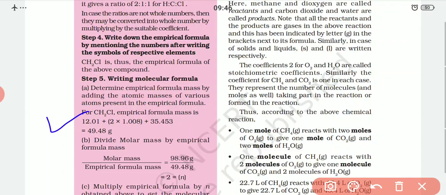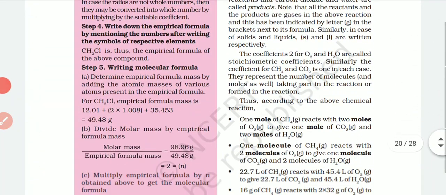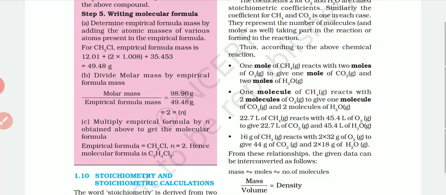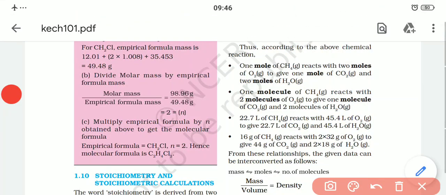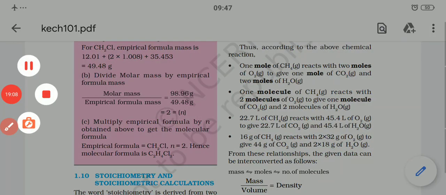Now n is equal to molecular mass upon empirical mass. So 98.96, which is given, divided by 49.48. So I get n equal to 2. Molecular formula is equal to n into empirical formula. Multiply this empirical formula by 2, we get C2H4Cl2. This one is our answer.